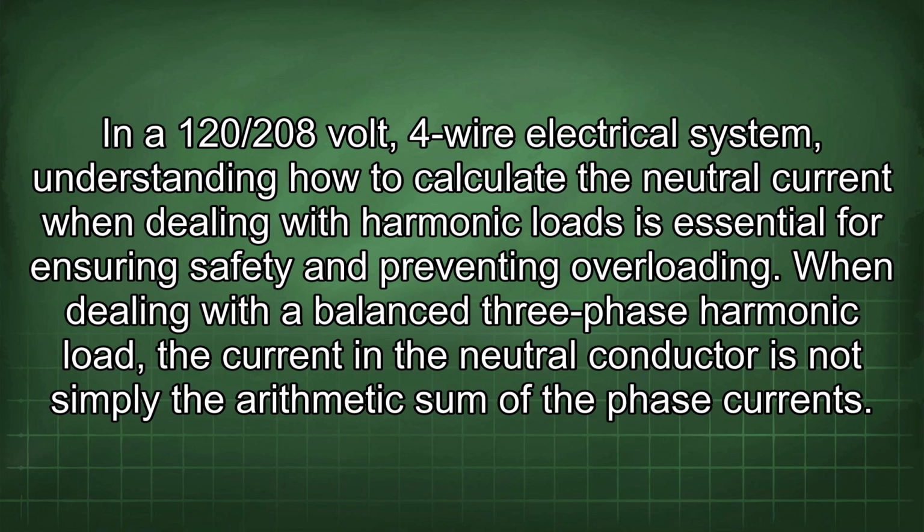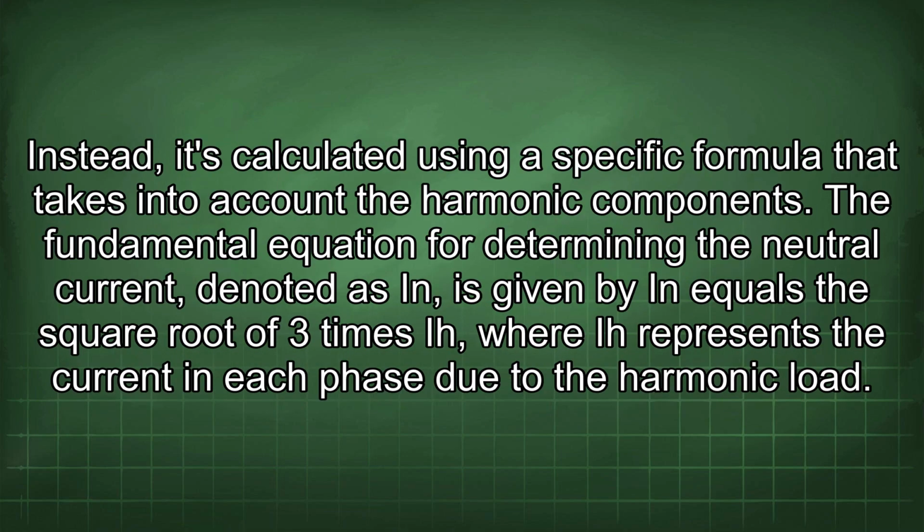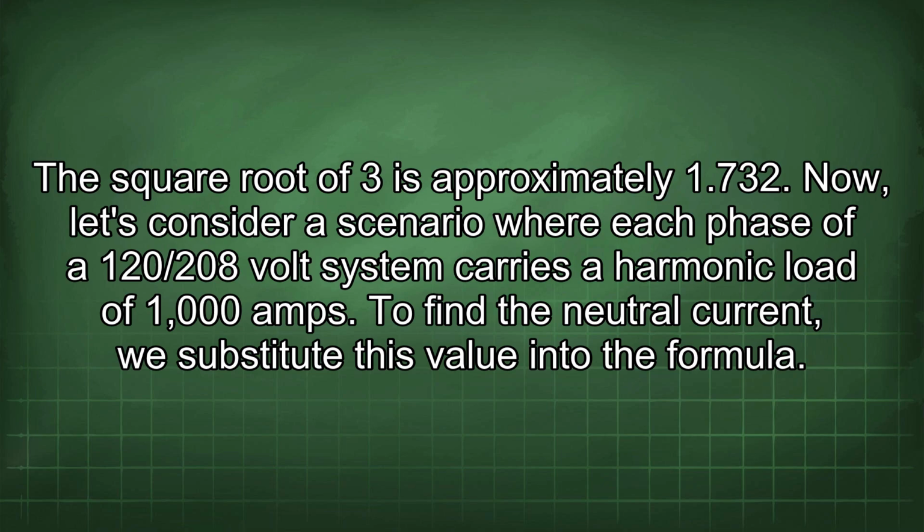When dealing with a balanced three-phase harmonic load, the current in the neutral conductor is not simply the arithmetic sum of the phase currents. Instead, it's calculated using a specific formula that takes into account the harmonic components. The fundamental equation for determining the neutral current, denoted as N, is given by N equals the square root of 3 times I, where I represents the current in each phase due to the harmonic load. The square root of 3 is approximately 1.732.